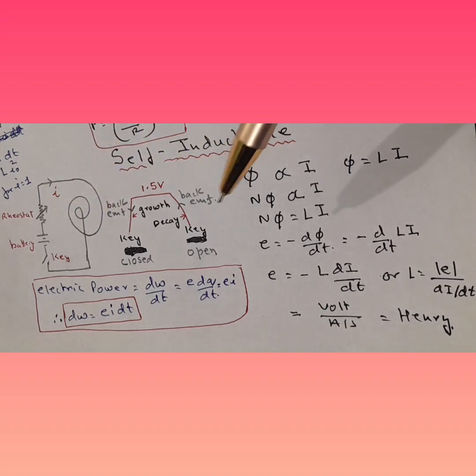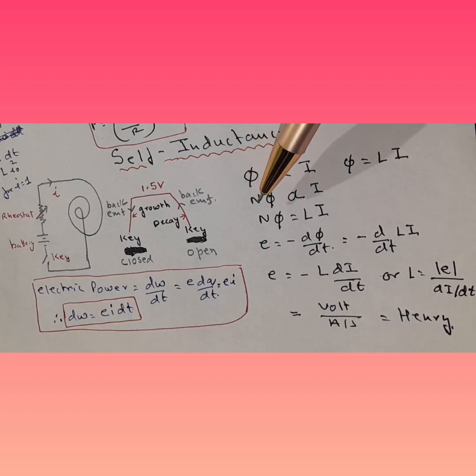Now let us understand a bit of mathematical aspect of it. Now flux is directly proportional to current. We know that more the current, more the flux. And in case of inductance, it is L, which is the constant of proportionality. So flux is equal to LI. Now if there are more number of coils, then it would be N flux proportional to I.